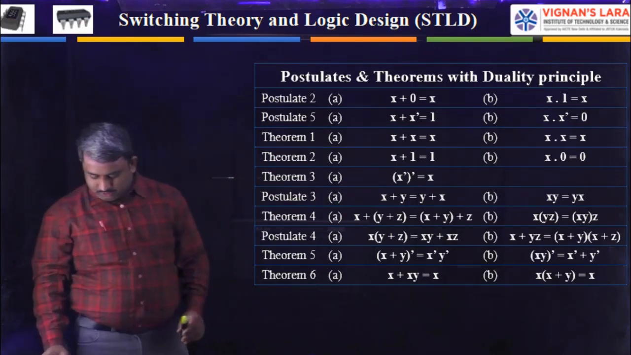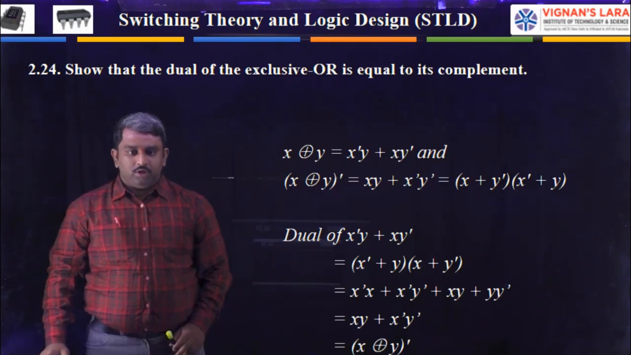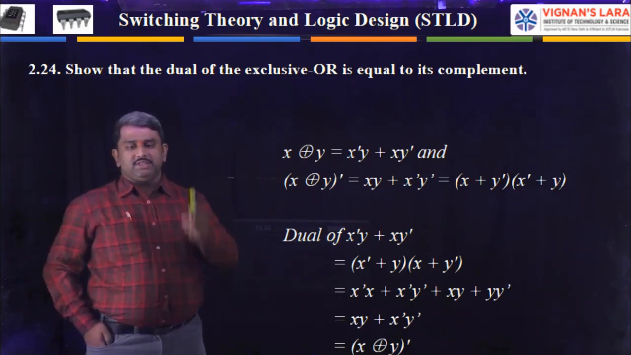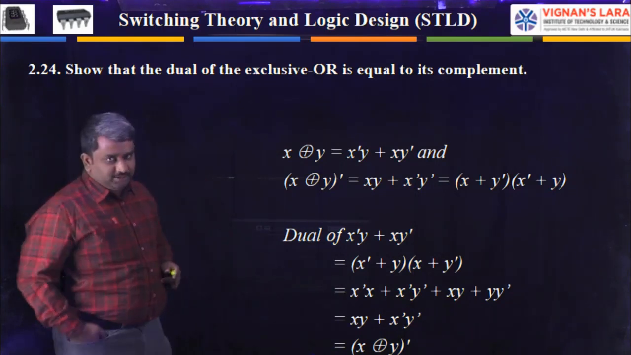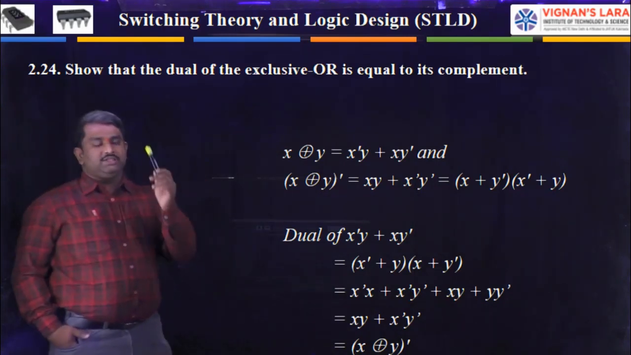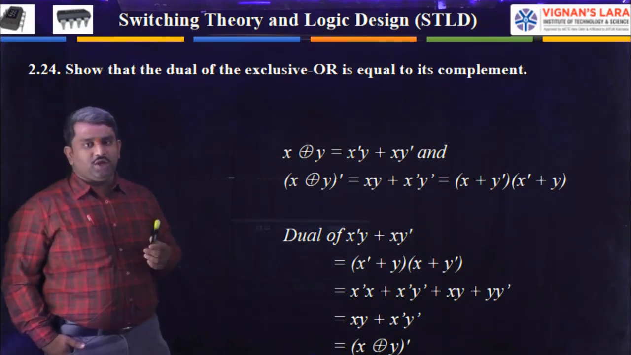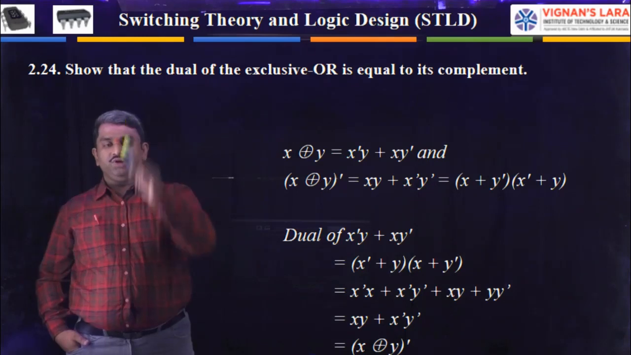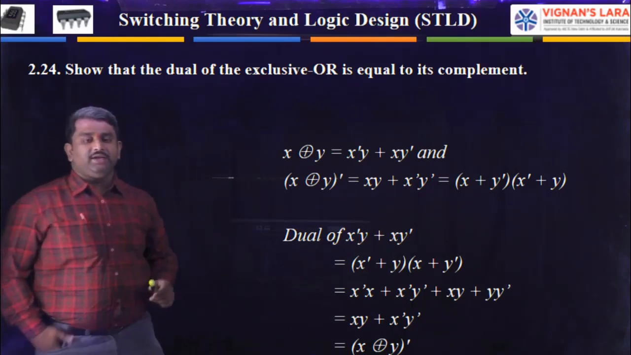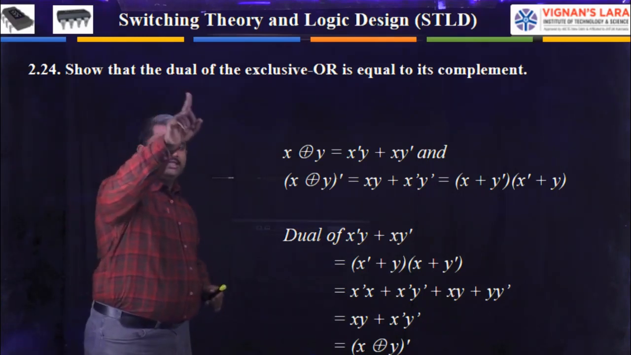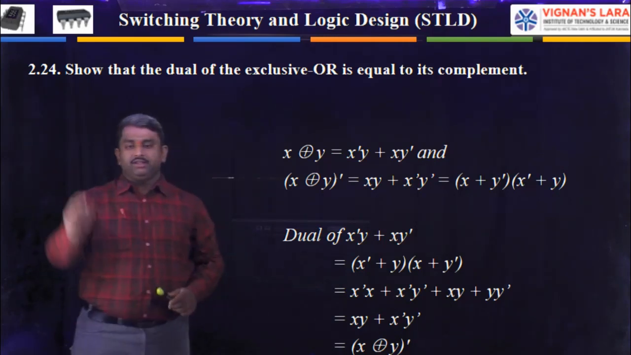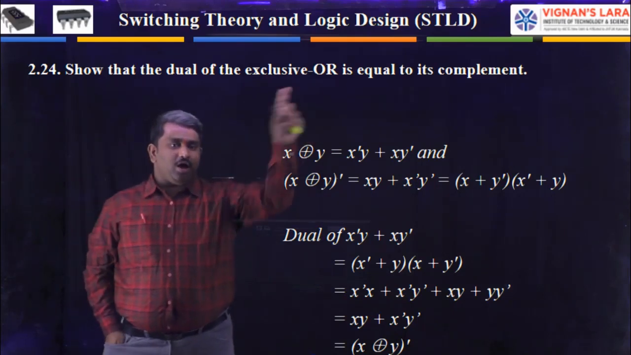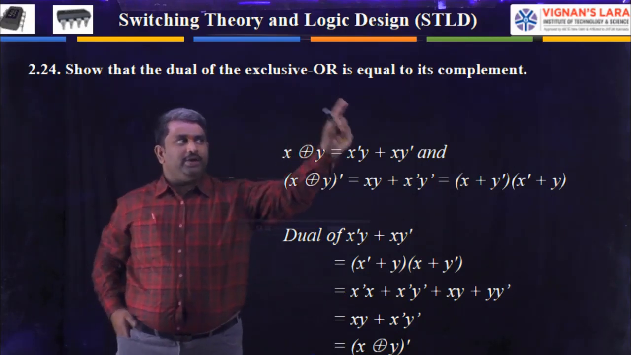Now here we will see a small problem, which we gathered from the Digital Design textbook by Morris Mano, at the second chapter. At the end of the second chapter, we have nearly 50 problems. In that, problem 2.24 says: show that the dual of XOR is equal to its complement. Here the problem is to show that the dual of the XOR gate is equal to its complement.